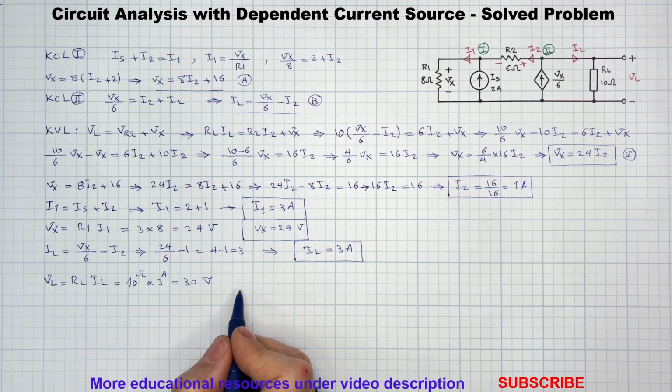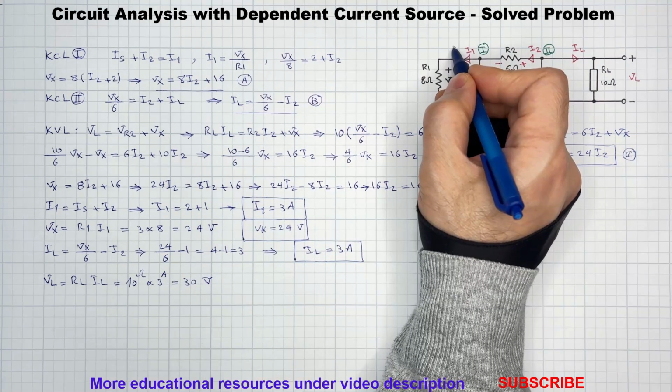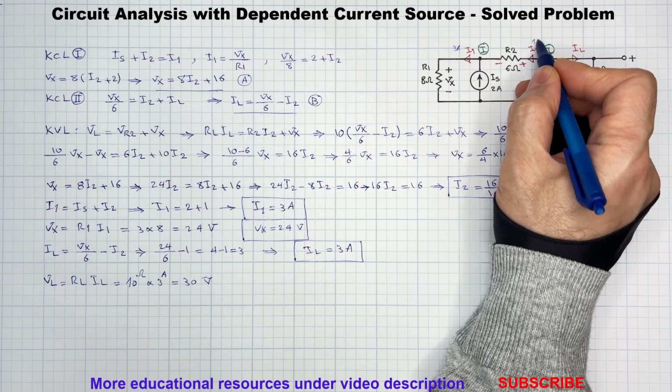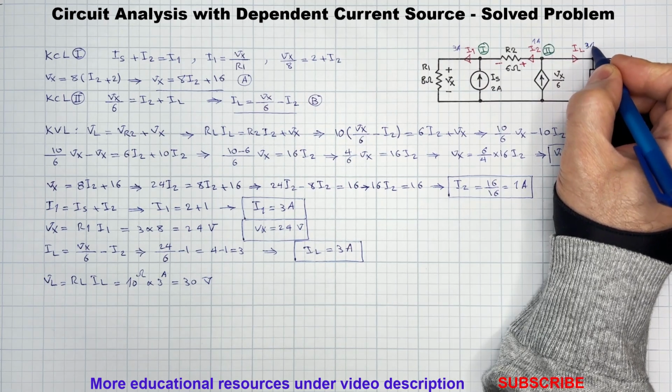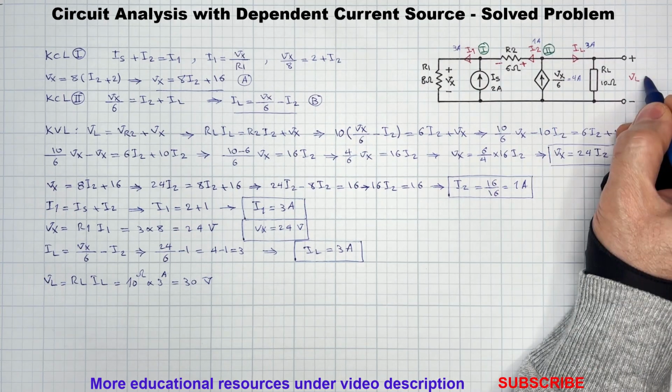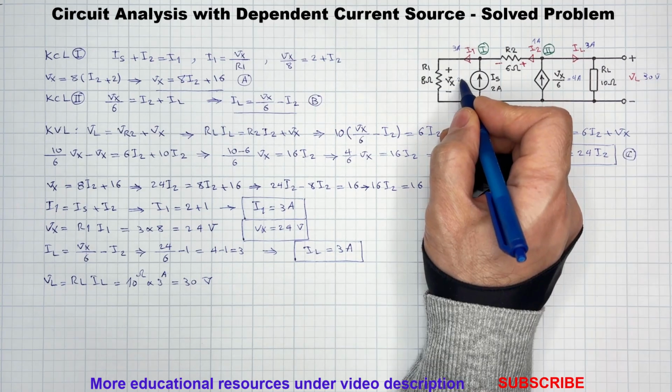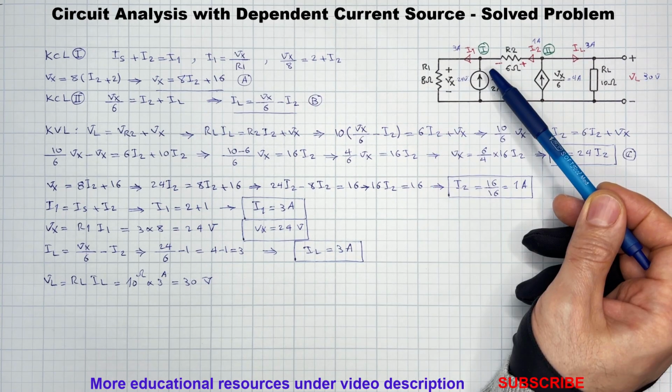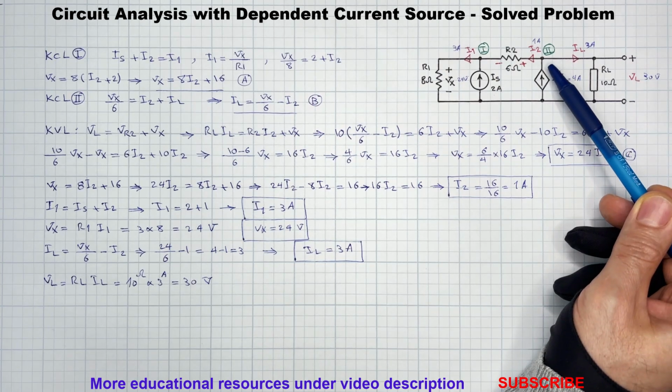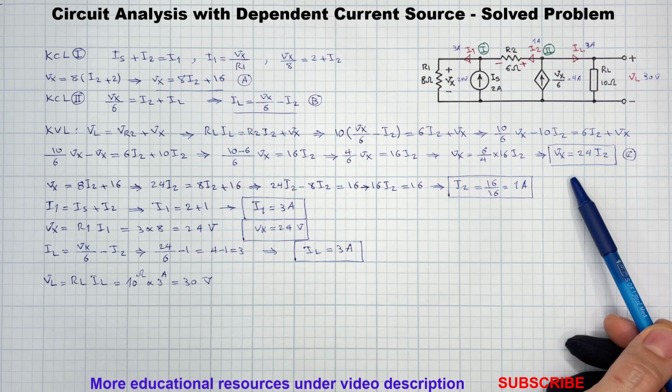Now let's double check our findings. As you can see here in node 1, 2 amp plus 1 amp enter the node and 3 amp leaves the node. And in node 2, 4 amp enters the node and 1 amp plus 3 amp leave the node. So our findings are correct.